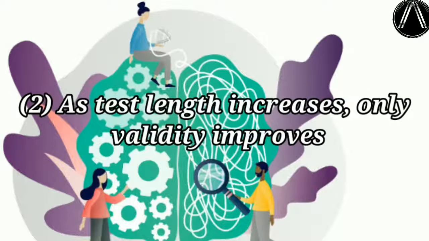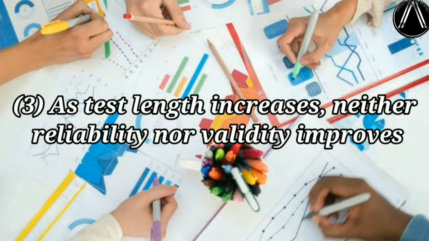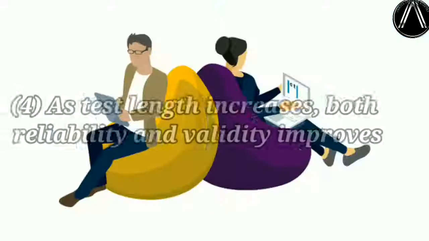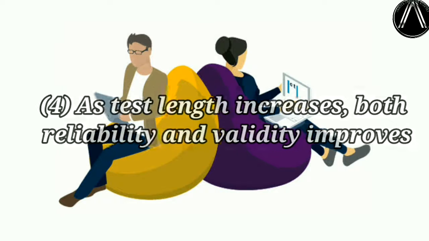Now let's look at option 2. As test length increases, only validity improves. It's wrong, because reliability can improve too. Option number 3. As test length increases, neither reliability nor validity improves. Is wrong, because it's totally wrong. Option number 4. As test length increases, both reliability and validity improve. Is the right one, because it makes sense. That's it. Very good. I'm proud.